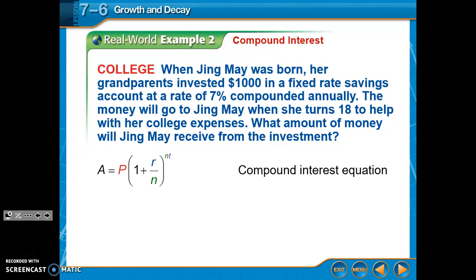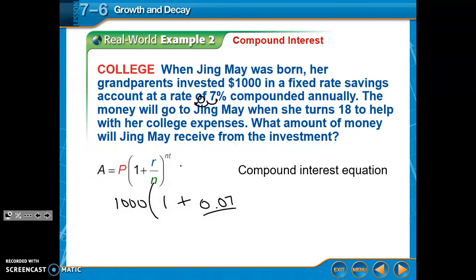Remember, P is the amount that she started out with. So when her grandparents first invested it, the initial amount was $1,000. So that's what we're going to put in for P. Now, 1 is given. What is our rate? They say it's 7%. So we want to write 7% as a decimal. So remember, we move it twice to the left, and that becomes our 0 there. So it's going to be 0.07.